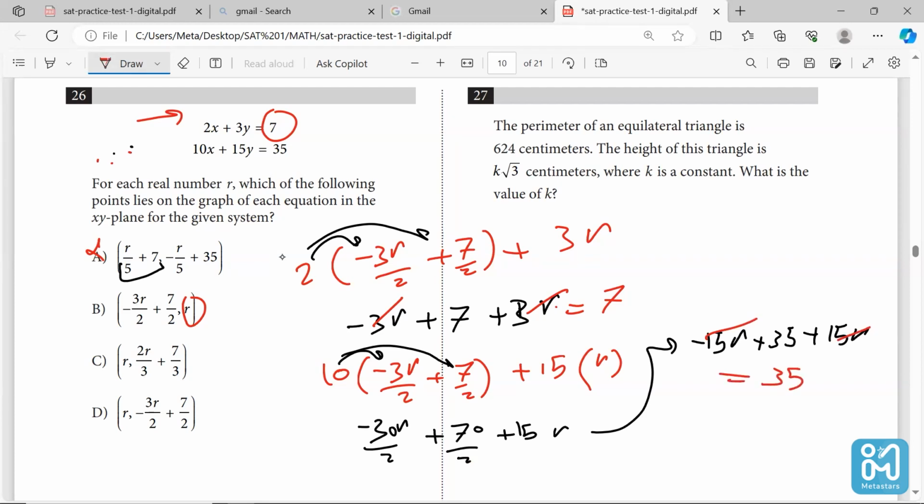Okay, good. So it gives us 35. My correct answer is going to be what? B. Okay, I hope you understand. If you have any question, just tell me. Do we have any question?